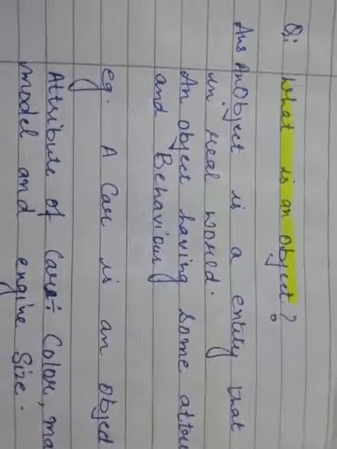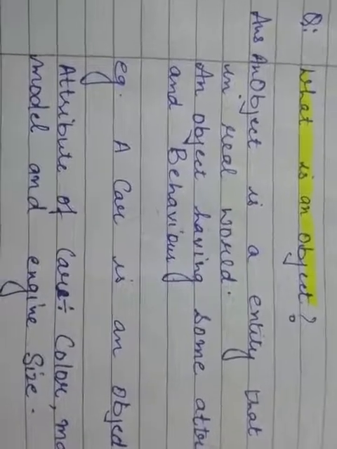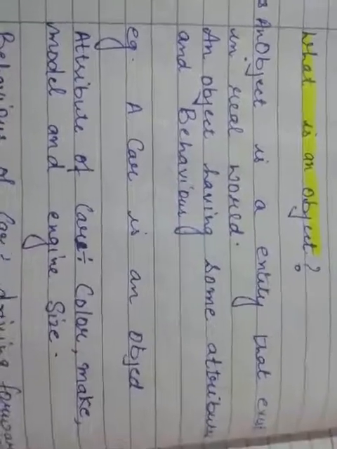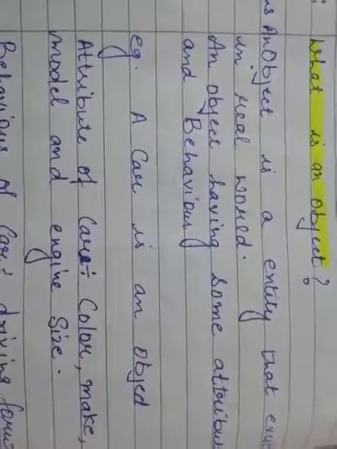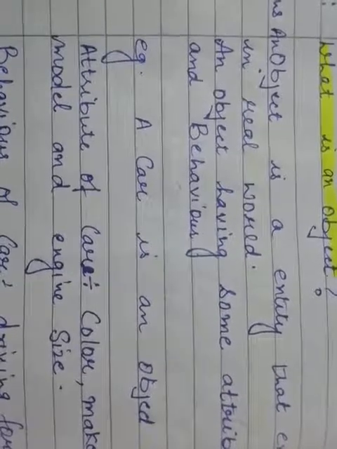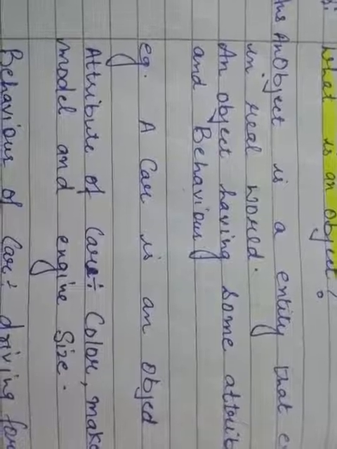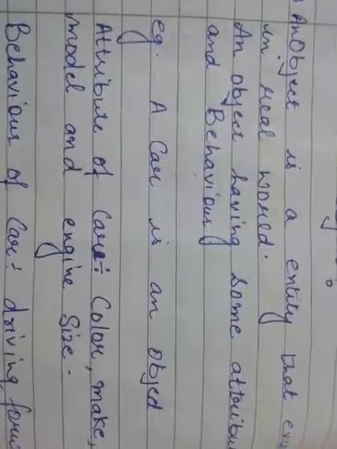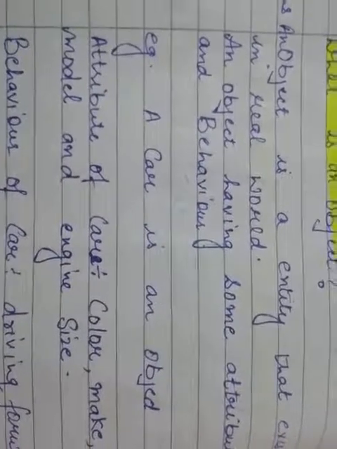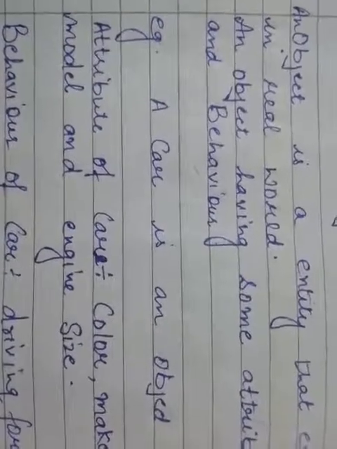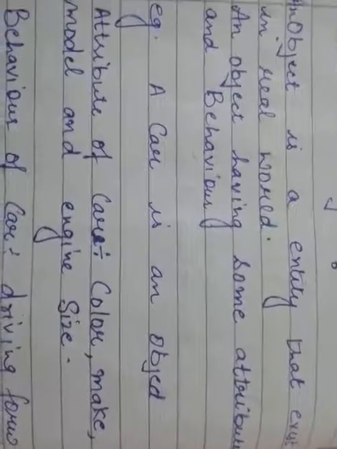You have heard this word in your English language as well. So in a computer language, an object is an entity that exists in the real world, having some attributes and behavior. So an object is an entity that exists in this real world. It can be a living thing, it can be a non-living thing. Any such thing that exists in this real world is called an object.